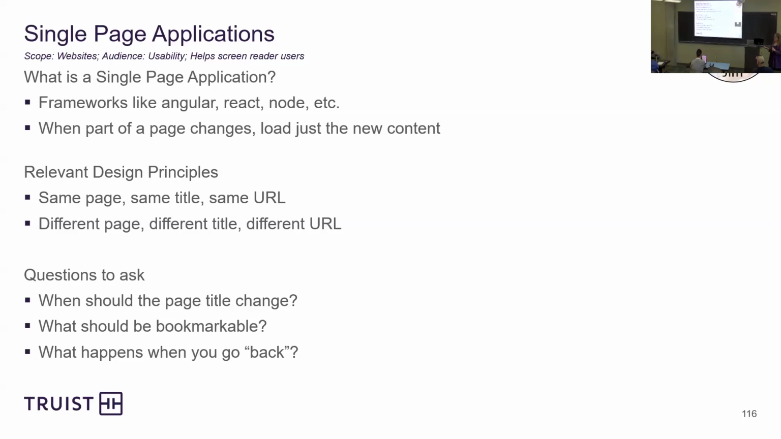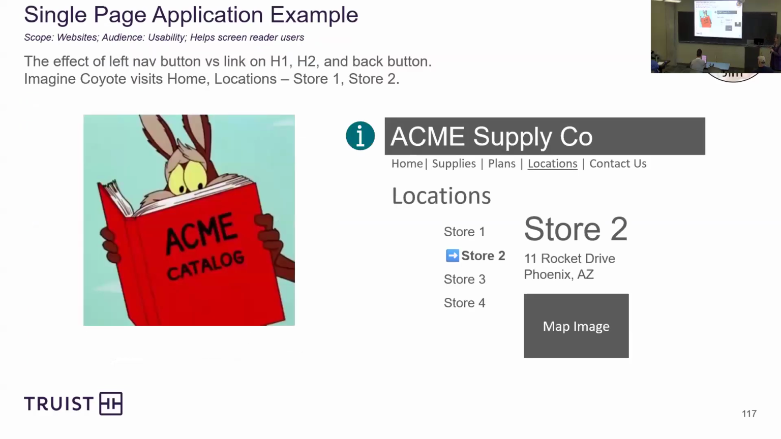What can you bookmark? What can people create a deep link to? And what's not deep linkable? And what happens when you go back? So we're going back. I watched a lot of Roadrunner cartoons when I was growing up. But it's now the internet age, and Wile E. Coyote has decided that he's ordered enough from Acme. He's actually going to go to an Acme store, and he wants to find a location.